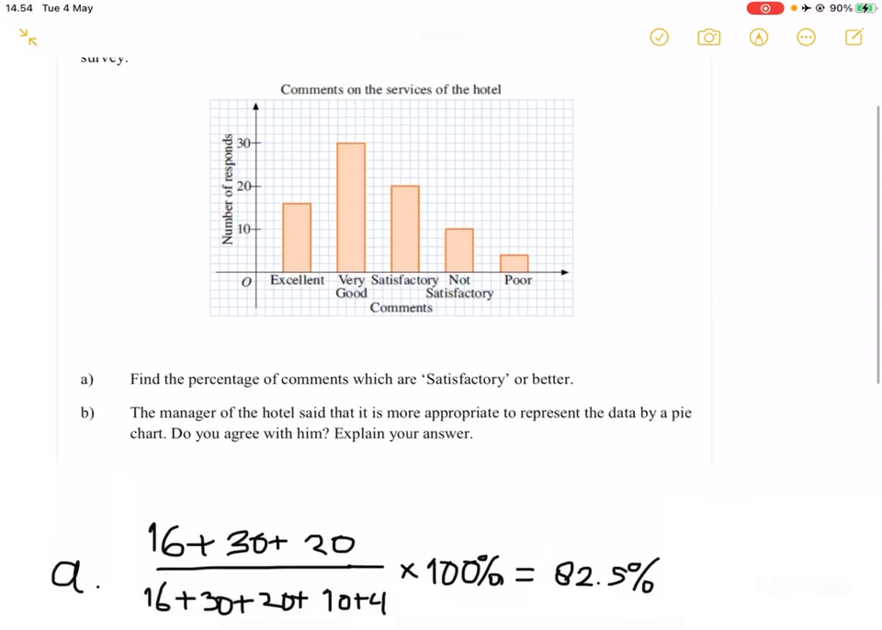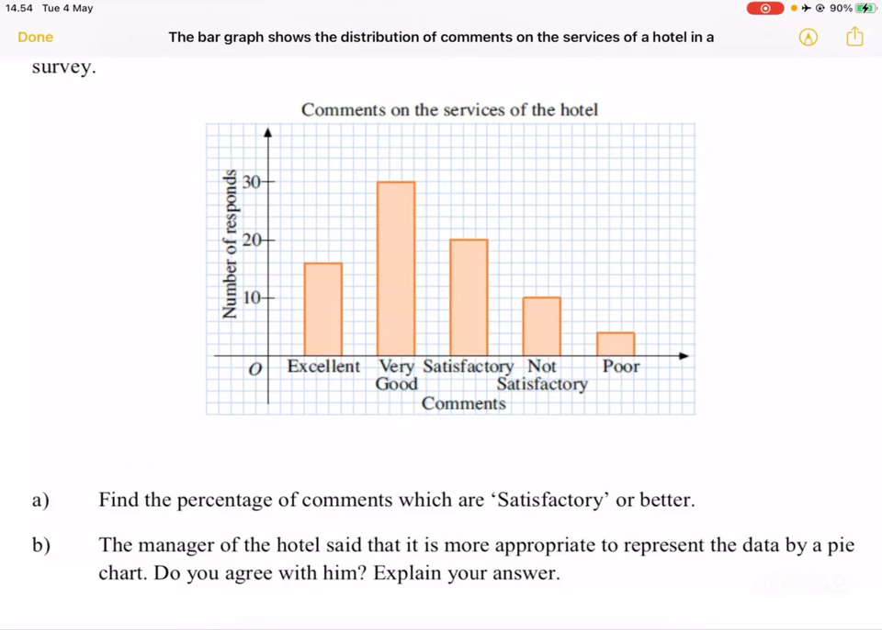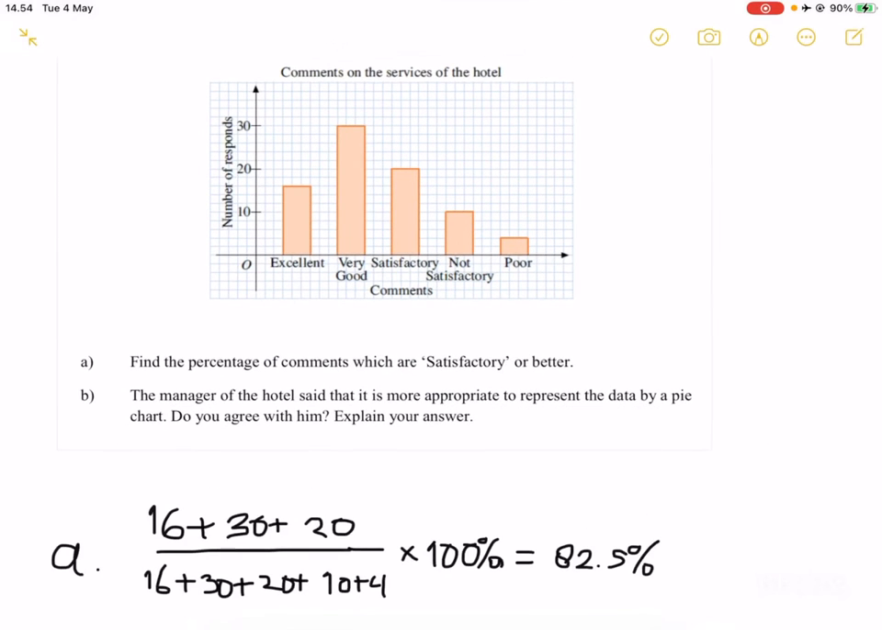For part B, this is a free response question. The manager of the hotel says that it is more appropriate to present the data by a pie chart. So instead of this bar graph, he thinks that it should be more suitable for a pie chart. And your answers may vary depending on the reasons.